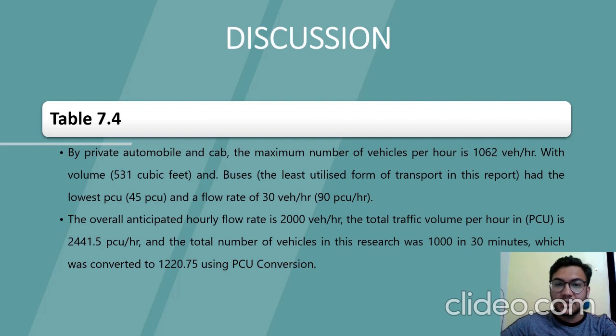The overall projected hourly flow rate is 2000 vehicles, and the total number of vehicles in this research was 1000 in 30 minutes, which was converted to 1222.75 using PCU conversion.